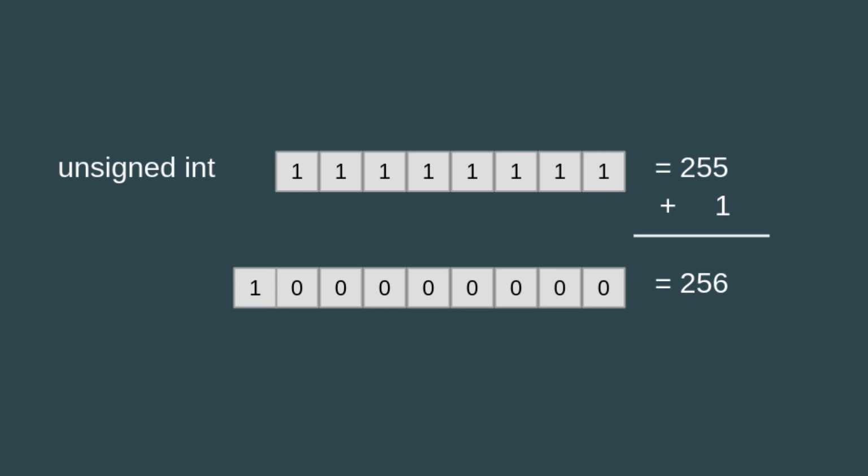You need a 9th bit in order to represent the number 256. However, this unsigned int only has 8 bits, and so the number 256 cannot be represented. What happens typically is that the number is truncated, and only the low order bits are kept. So 255 plus 1 equals 0.